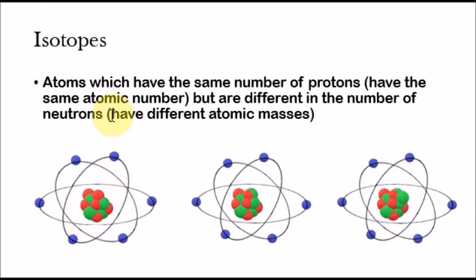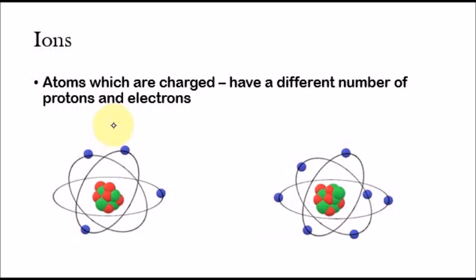Okay, so the isotopes of an element are when you have the same number of protons, but you have a different number of neutrons. So essentially, you have different atomic masses. Okay. Now, ions are atoms which are charged. They have a different number of protons and electrons.